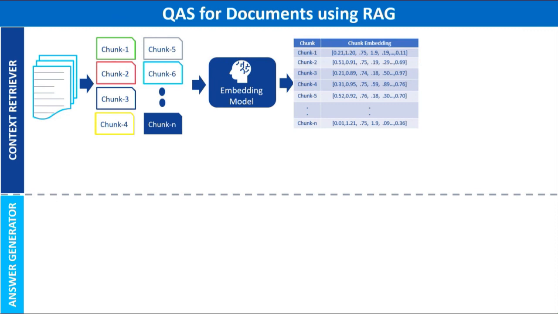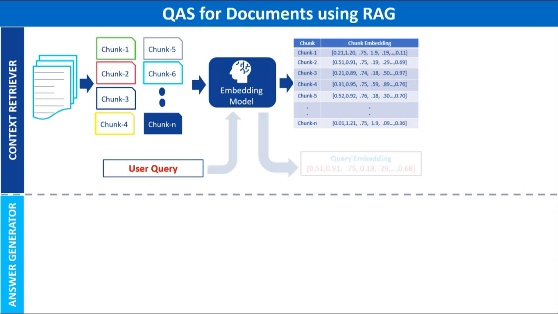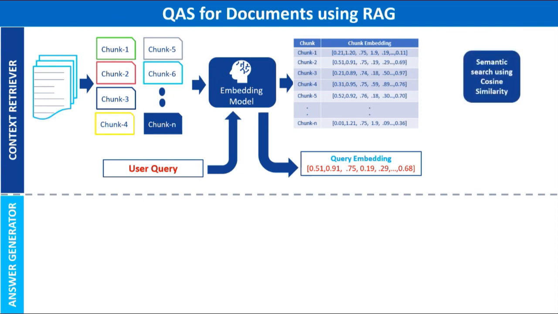Step two is about user query embedding. When a user asks a question, the query is converted into an embedding vector using the same embedding model. Step three is about semantic search. Semantic search is executed by comparing the query vector with the chunk embedding vectors in the database. Cosine similarity is used to assess the similarity between the query vector and each chunk vector, and the top matching chunks are returned.